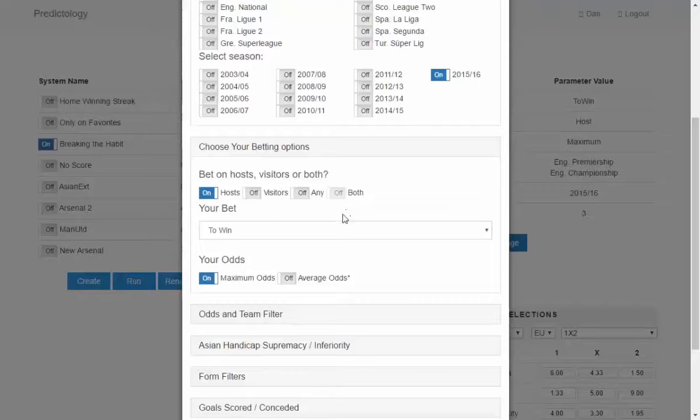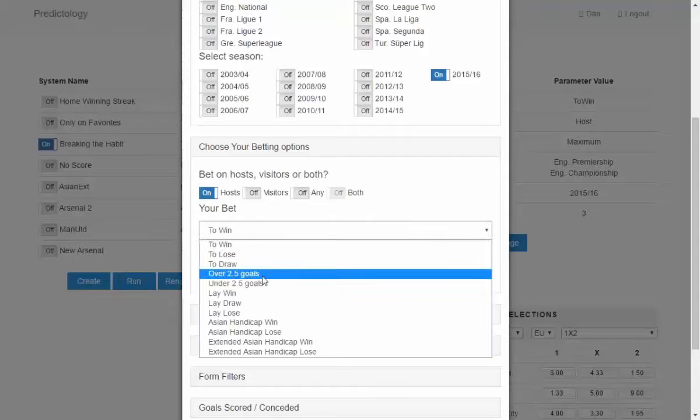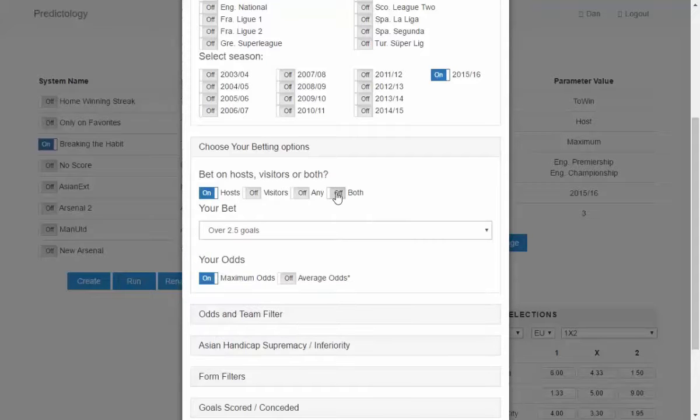For example, you want to bet on over 2.5 goals. Both is now available, and we click it because we want both teams to fulfill the same criteria. If only one team fulfills the criteria, for example the host, no bet. The match will be skipped. We need both teams to fulfill that same criteria at the same time in order for the match to be selected by our betting system.